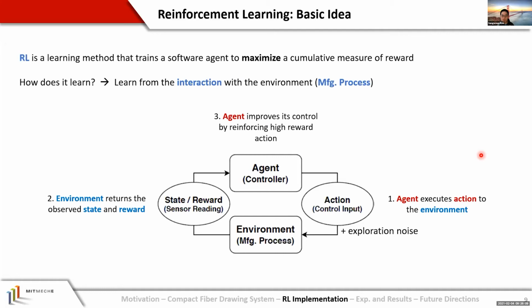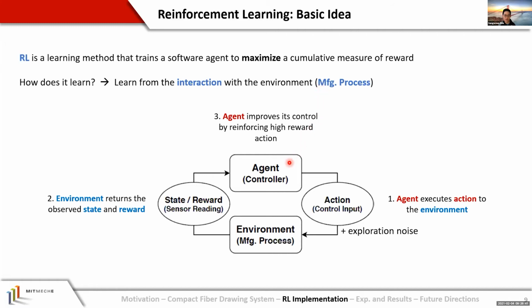Now let's move on to the implementation part of the reinforcement learning. Before we do that, I think we need to know what reinforcement learning is. Reinforcement learning is a method that trains a software agent to maximize a cumulative measure of reward. How does it do the training? It trains the agent from the interaction with the environment, which in our case is the manufacturing process.